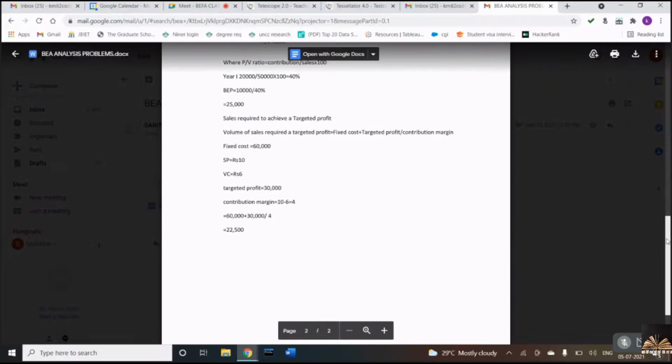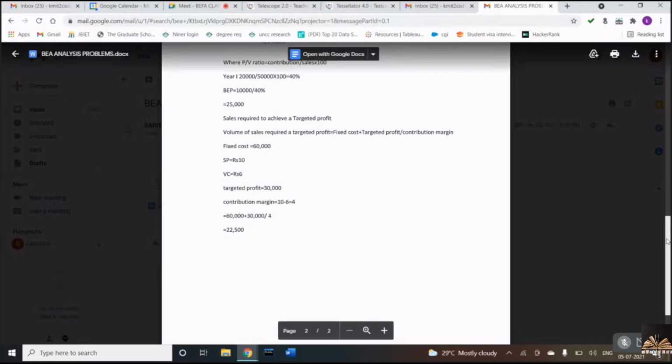Contribution you have to calculate. How do you get the contribution? Sales minus variable cost. So contribution is 20 divided by sales 50, into 100, you get PV ratio as 40%. And what is fixed cost? Fixed cost is 10,000 divided by 40%. You get break even point as 25,000.